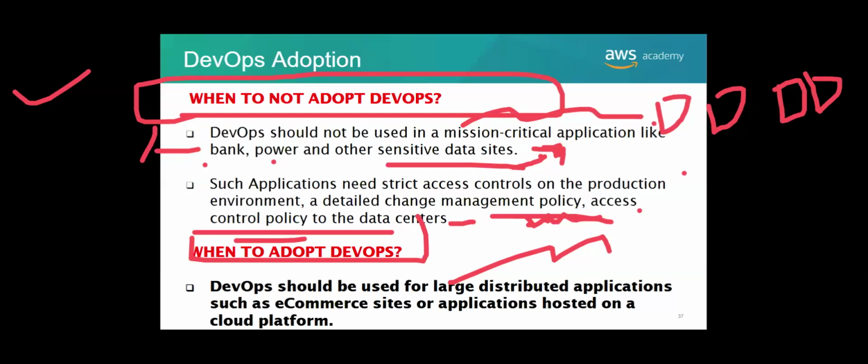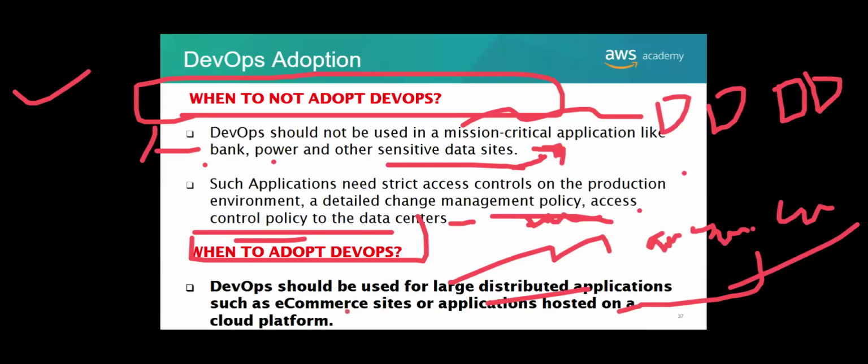Application used all over the world. A best example is just now I was explaining it. What is that? E-commerce website. Amazon.com. Now Amazon.com is nothing but an e-commerce site or application hosted on the cloud platform.